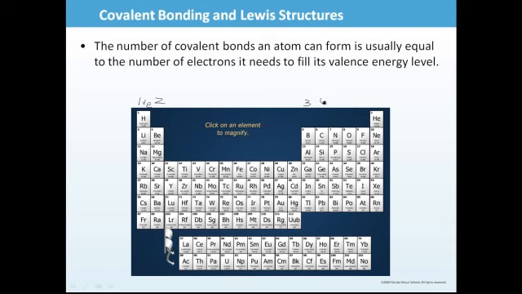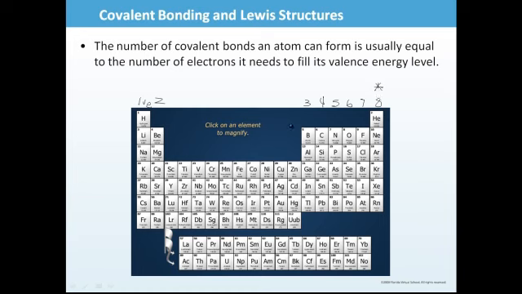Okay, and you can see the pattern now, right? Carbon has 4, nitrogen's group has 5, oxygen's group has 6, fluorine's group has 7, and the noble gases have 8. So again, the noble gases already have their filled energy level, so they're happy just the way they are.